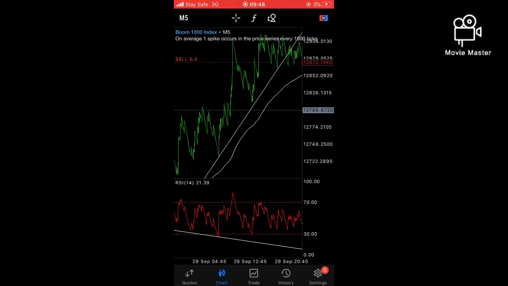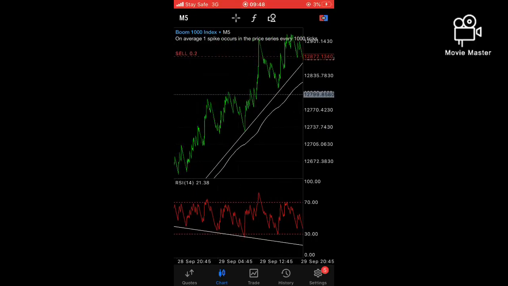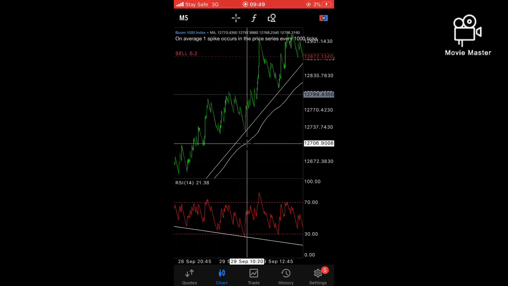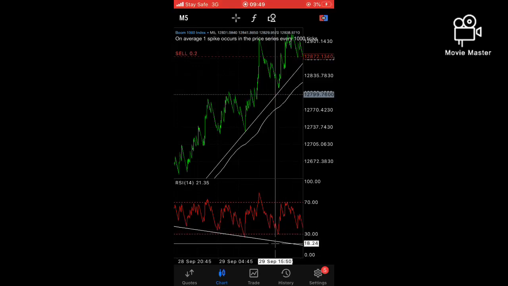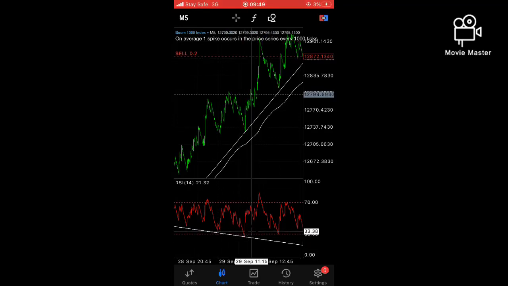When you spot a hidden bullish divergence, you take a buy immediately once the market is on the 30 level of this RSI, or below the 30 level on the RSI. It's a clear indication you should take a buy. Your stop loss should be on the next low. On the next low, that's where you place your stop loss.